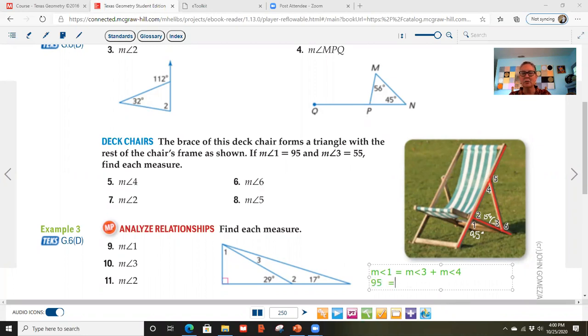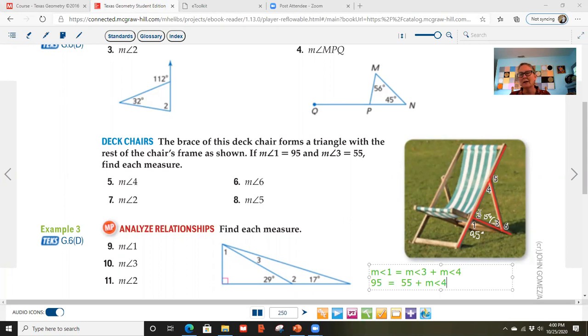And that's going to equal the measure of angle 3, which was given to me, which is 55 degrees, plus the measure of angle 4. That's what I'm looking for. So angle 4 is just going to be 40 degrees, because 40 plus 55 gives you 95. So that's how you do the first one. And they're all a little bit like that.